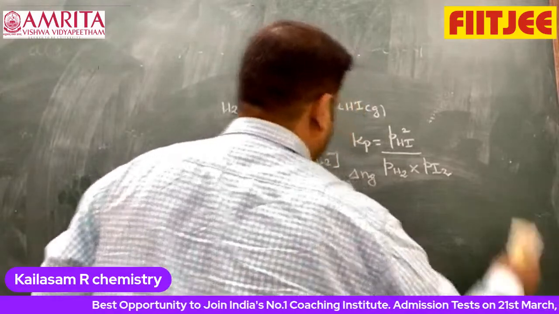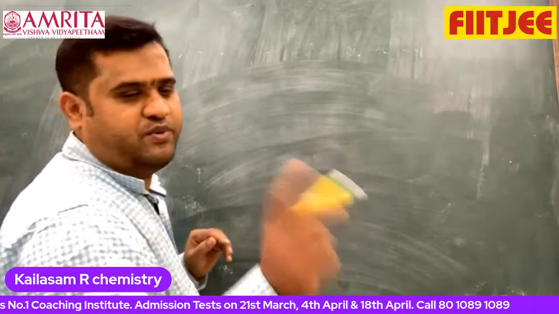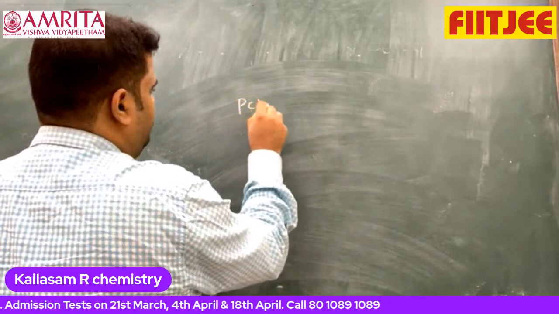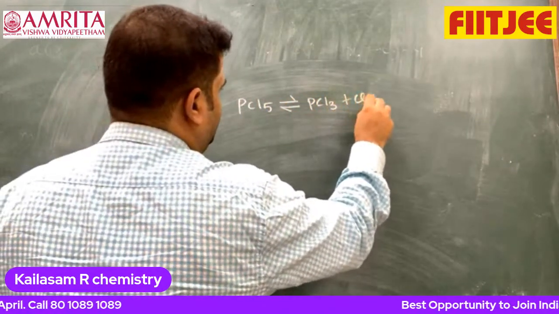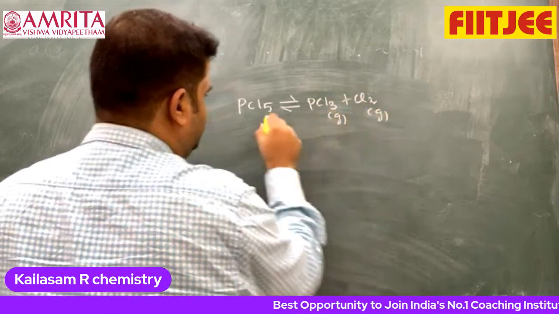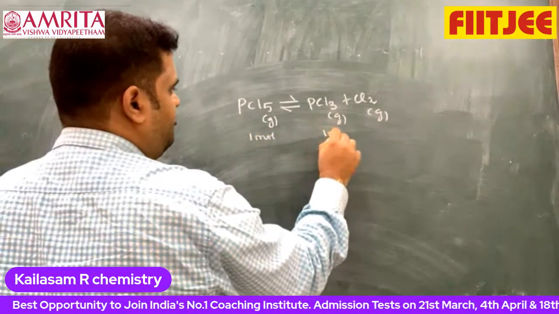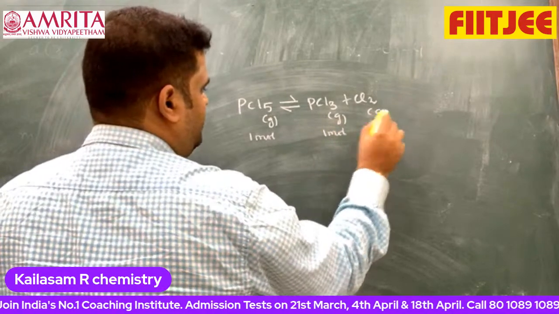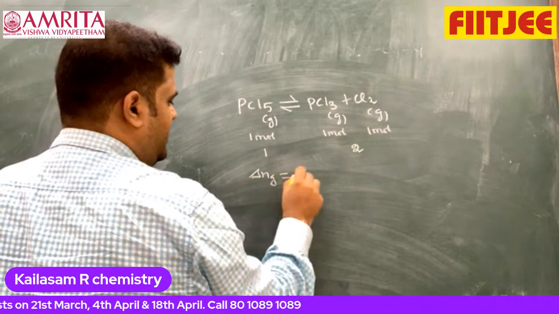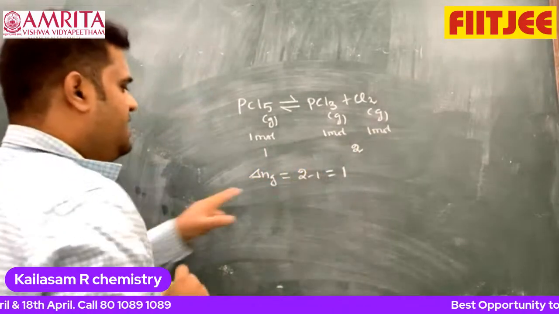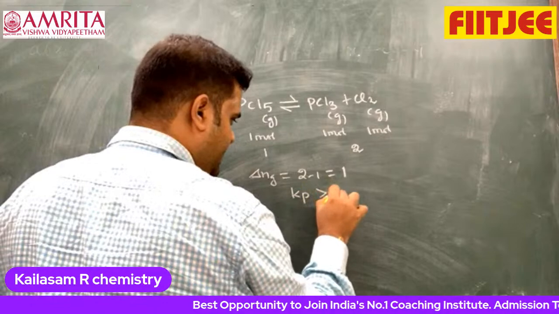Look at that. I'm taking the decomposition of PCl5. PCl5 in equilibrium gives us PCl3 plus Cl2. This is also gas, this also gas, this also gas. Now this is 1 mole, here also 1 mole of PCl3, here also 1 mole of Cl2. So I can write delta Ng as 2 minus 1 is equal to 1. That means delta Ng is positive in this case. So we can say that Kp is greater than Kc.